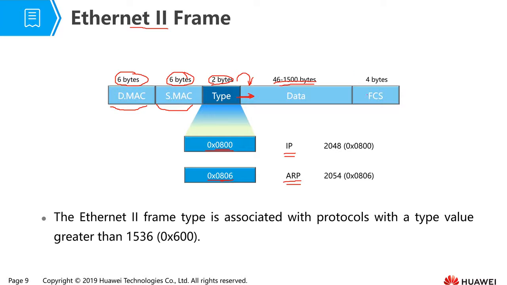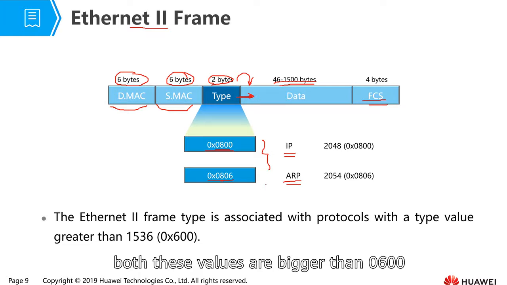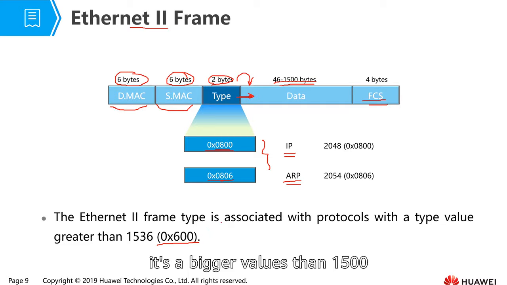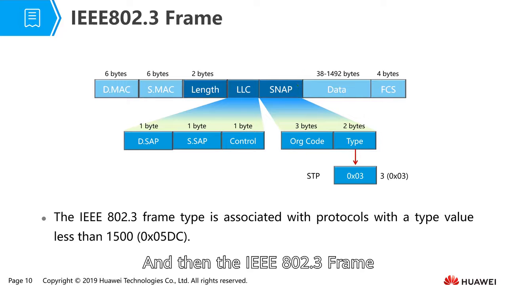Okay, and then there's FCS. We can see both these values are bigger than 0600, bigger than 1500. This is the Ether2 frame. And then there's an IEEE 802.3 frame.